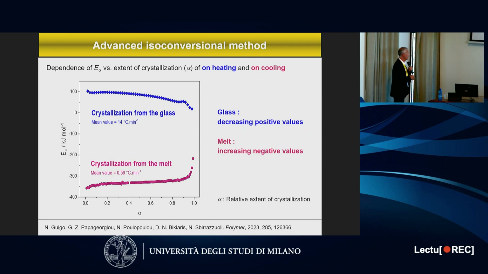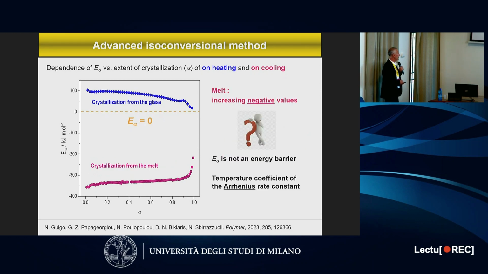So I agree, negative value of activation energy, it is something strange. And the first time we obtained that, we had a lot of questions about that. So the question is, is there a physical meaning of this value? So we have to understand that in this case, the apparent activation energy is not an energy barrier. It just represents the temperature coefficient of the Arrhenius rate constant, because we use an Arrhenius equation. So because the process is anti-Arrhenian, we simply observe negative value. So it is not an energy barrier.